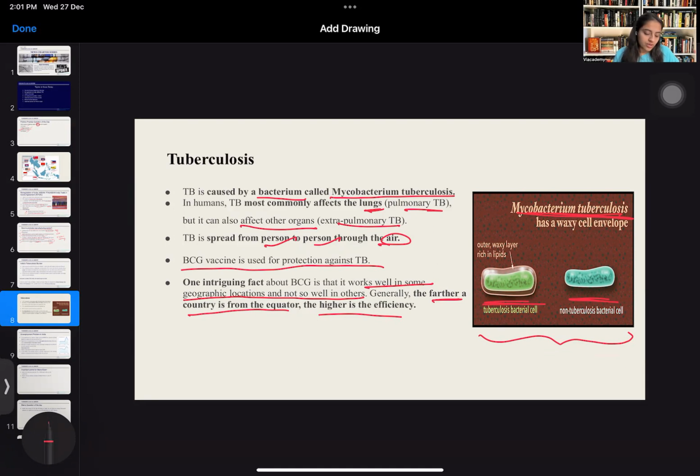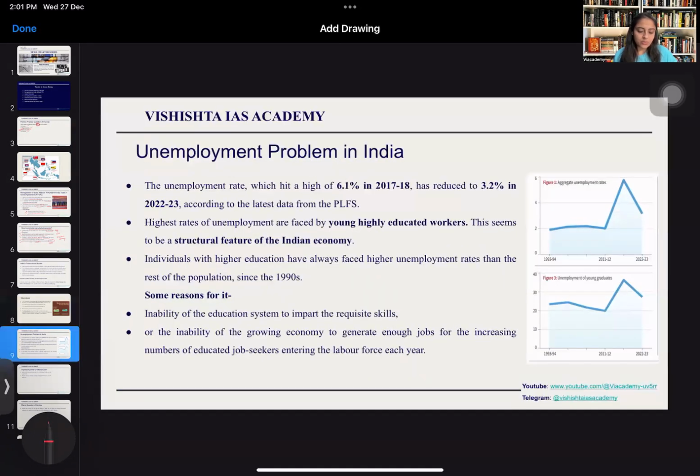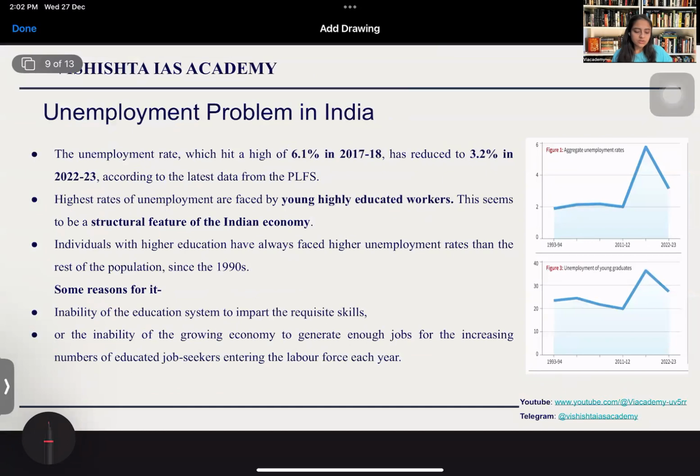And then we'll move on to our next news, which is the unemployment problem in India. There have been various claims of increasing unemployment in recent times. But as per the data from the Periodic Labour Force Survey, the unemployment rate in India had hit a high of 6.1% in 2017-18, and currently it has reduced to 3.2%. So, in absolute terms, unemployment in India has reduced. And again, this is an important data which you can cite in your mains answers.